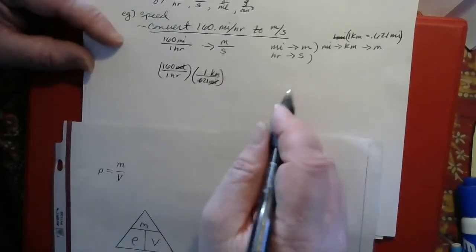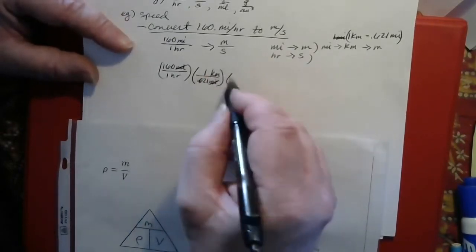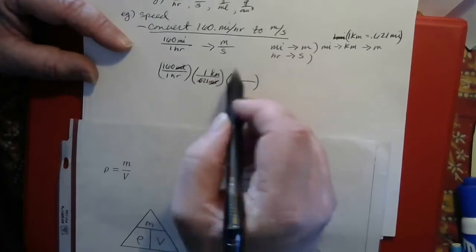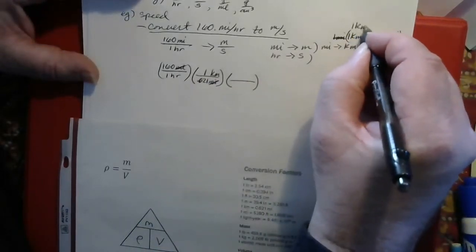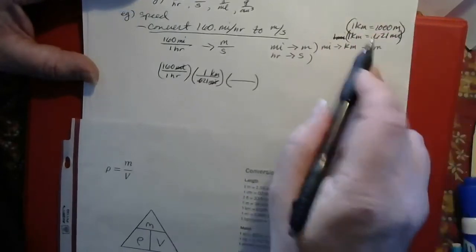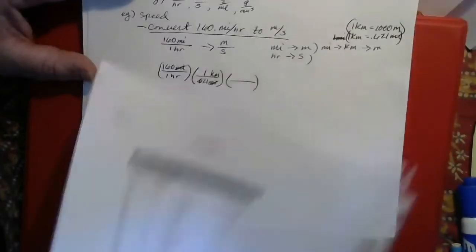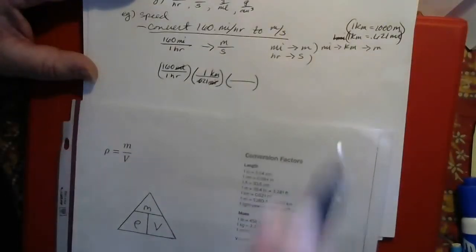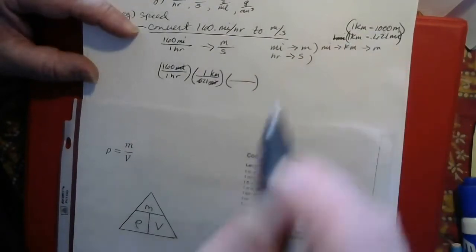But we don't want kilometers per hour, we want meters per second. So there's another step that we have to do for the numerator, and that is going from kilometers to meters. So according to the conversion table factor, or the metric prefix table here on the back, kilo means 10 to the third, or 1,000 of something. So 1 kilometer is 1,000 meters.